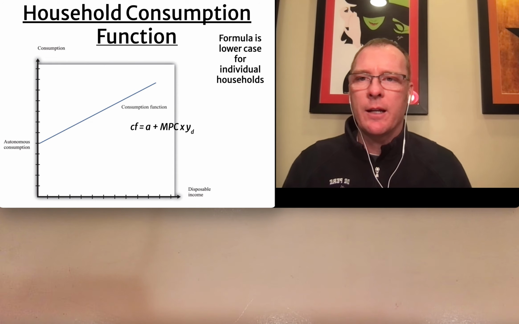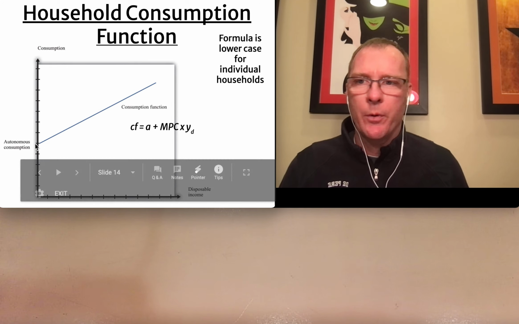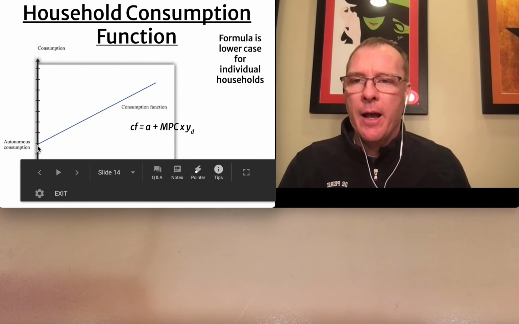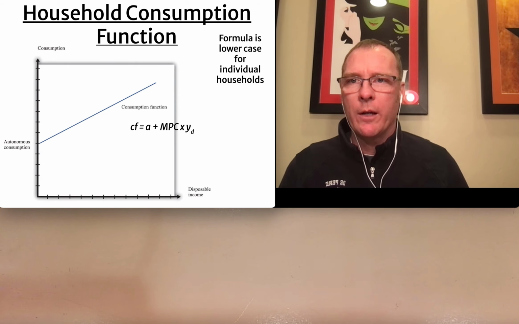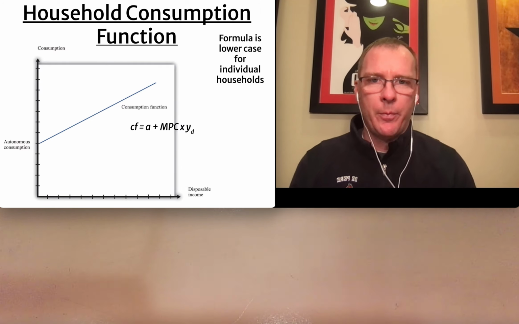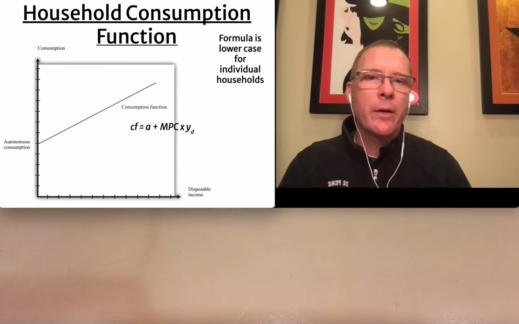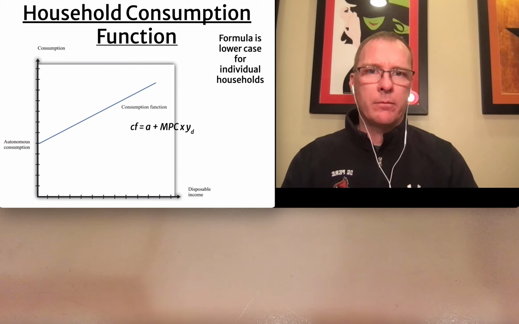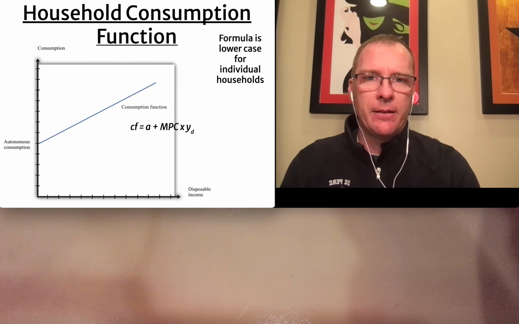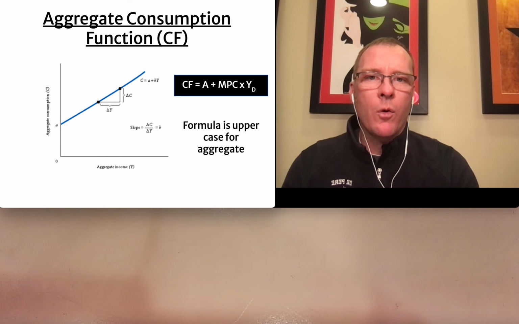So if you look at the beginning, it starts out over here, and that's our autonomous consumption, right? Even at zero disposable income, we have to spend something here. And then from there, we add in how much we are going to spend, and that's our marginal propensity to consume times how much disposable income you have. And you can see it's upward sloping because the more money you make, the more you're going to spend, and that makes sense.